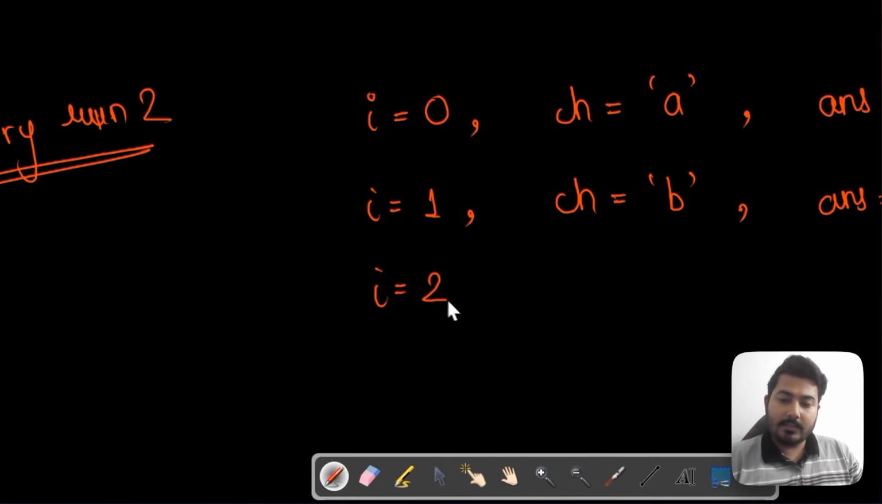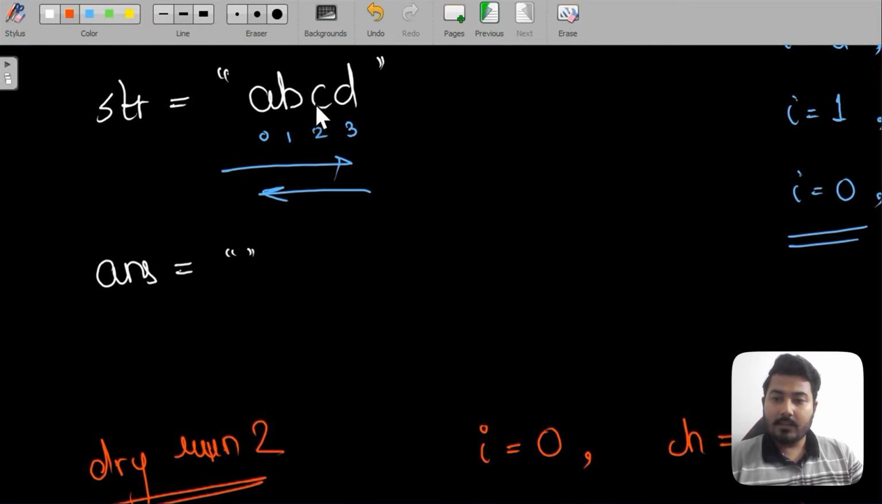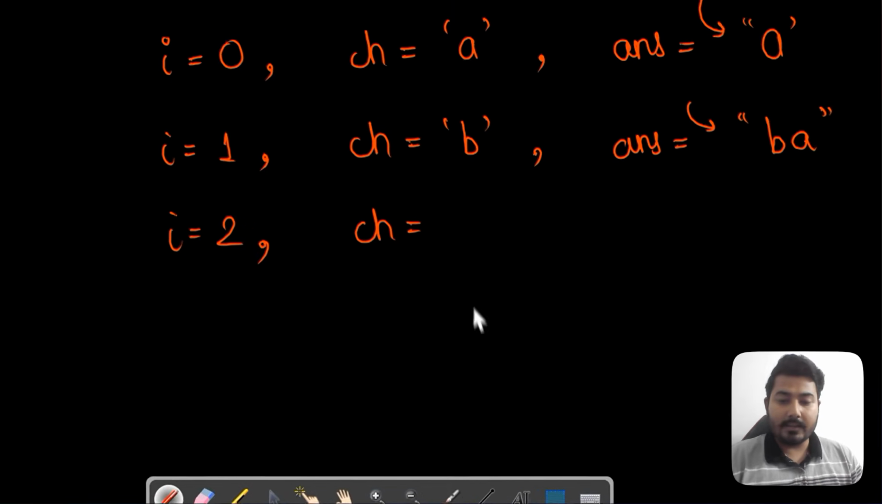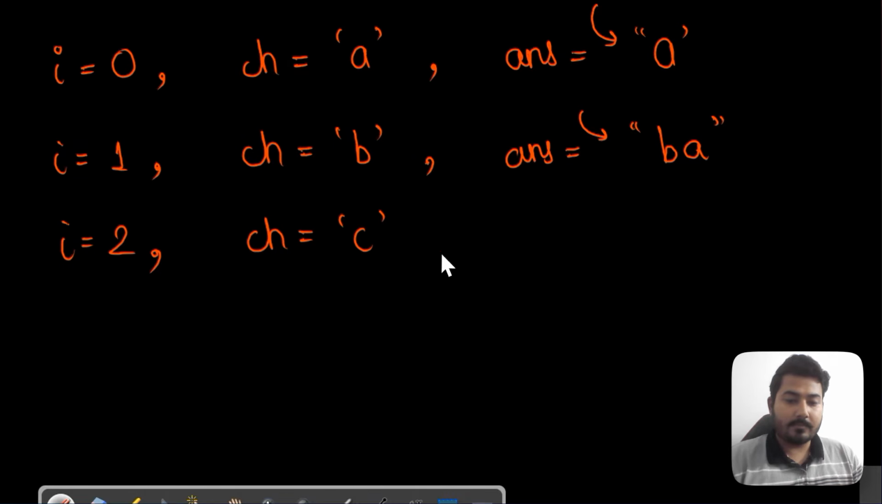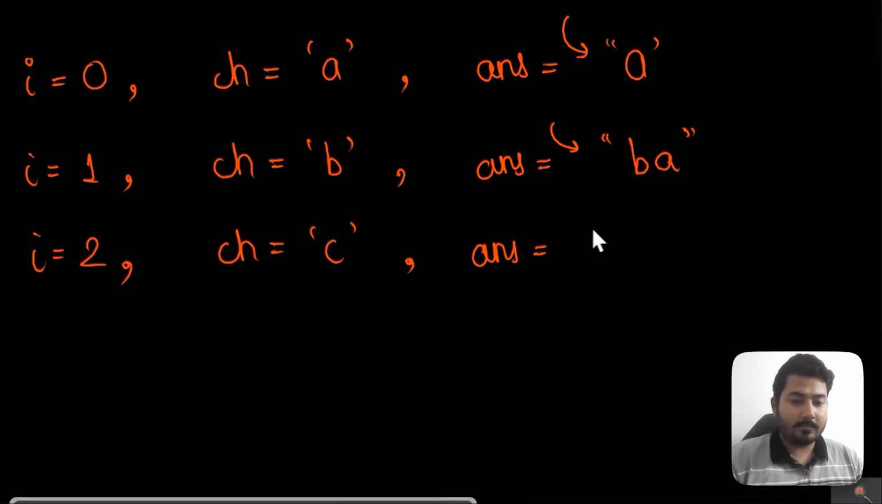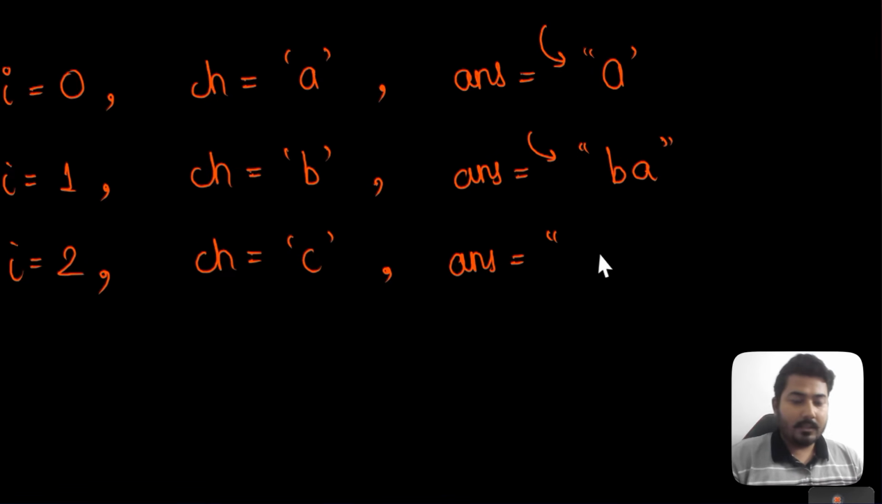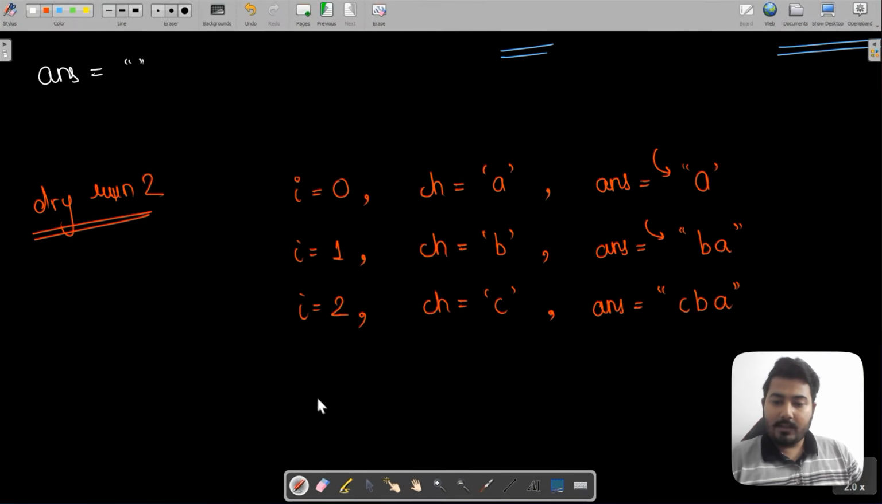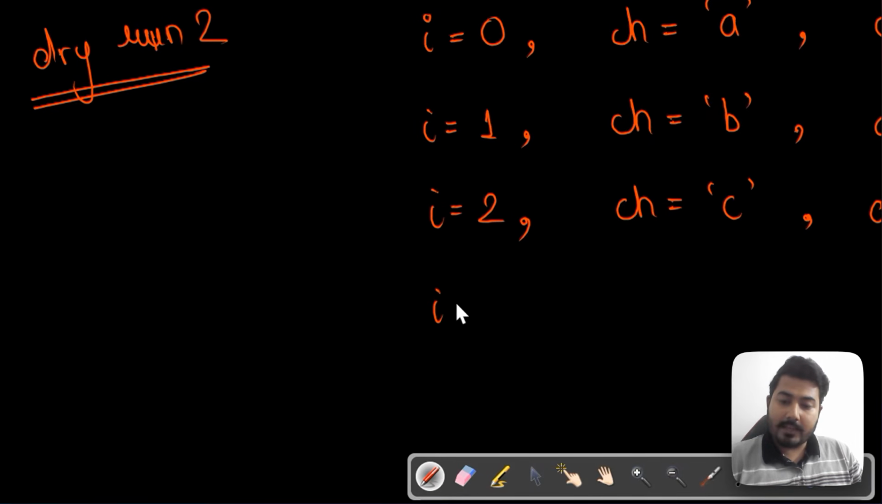Again, move to the next index and do the exact same thing. At index 2, what is the character that you will get in your string? You can see the character is small c. Then again, concatenate it at the beginning of your answer string. That will make it CBA. Correct?